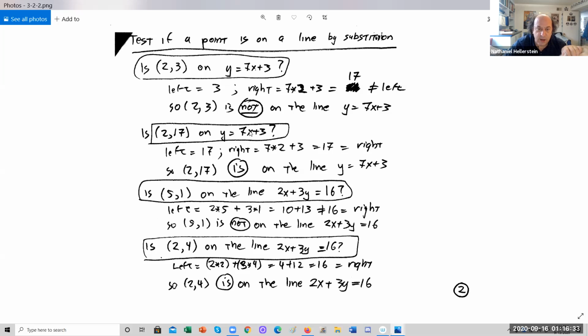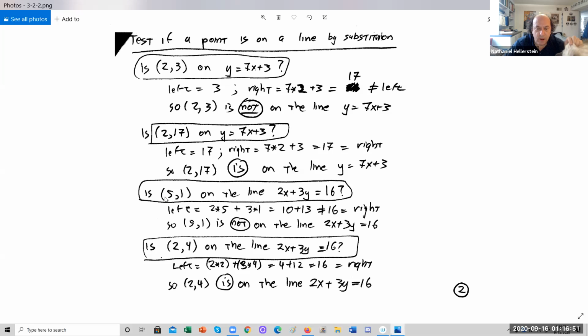Is (2, 17) on y equals 7x plus 3? Well, the left is 17. The right, you plug in 2 for x: 7 times 2 plus 3 does make 17. So yes, these are equal. So this point is on the line given by this equation.